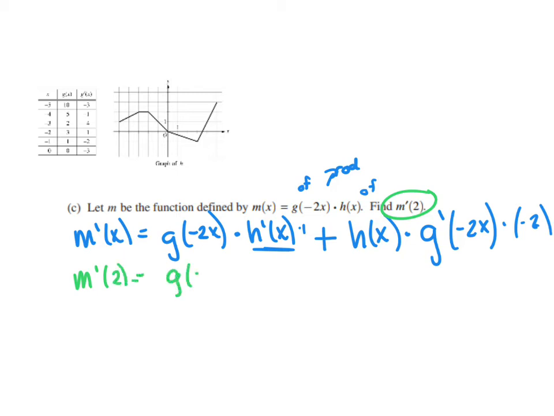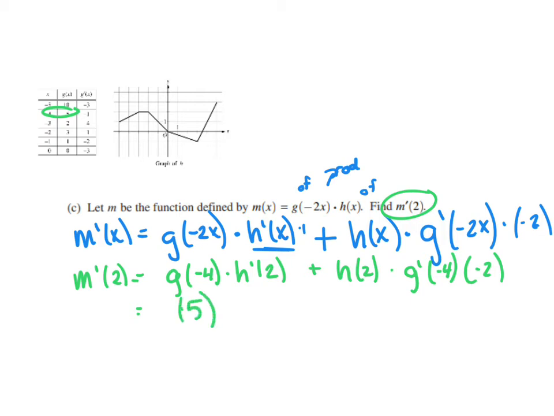So I'm going to get g of negative 4 times h prime of 2 plus h of 2 times g prime of negative 4 times negative 2. Okay, so g of negative 4 would get me that 5. H prime of 2, which I think we found in the previous one as a slope of negative 1/3, plus h of 2, so I need to figure out that value, times g prime of negative 4, which is easy because that's right here, negative 1 times negative 2.